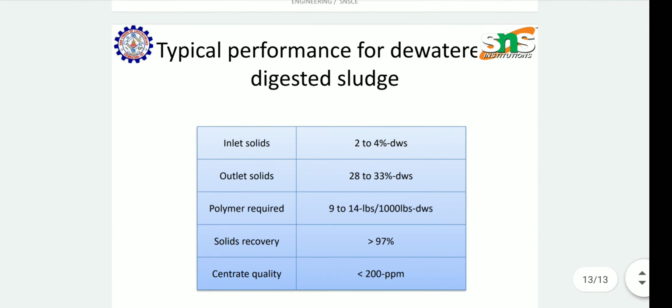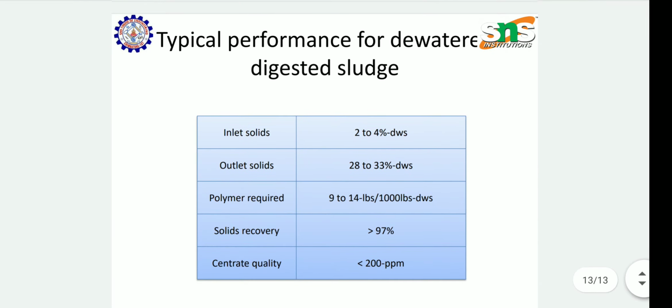The typical performance of a dewatered digested sludge includes the inlet solids, outlet solids, the polymer requirement, solids recovery, and the centrate quality. The solids recovery will be more than 97%, which indicates high efficiency, and the centrate quality is less than 200 ppm only. So these are all the digested sludge and dewatering techniques.